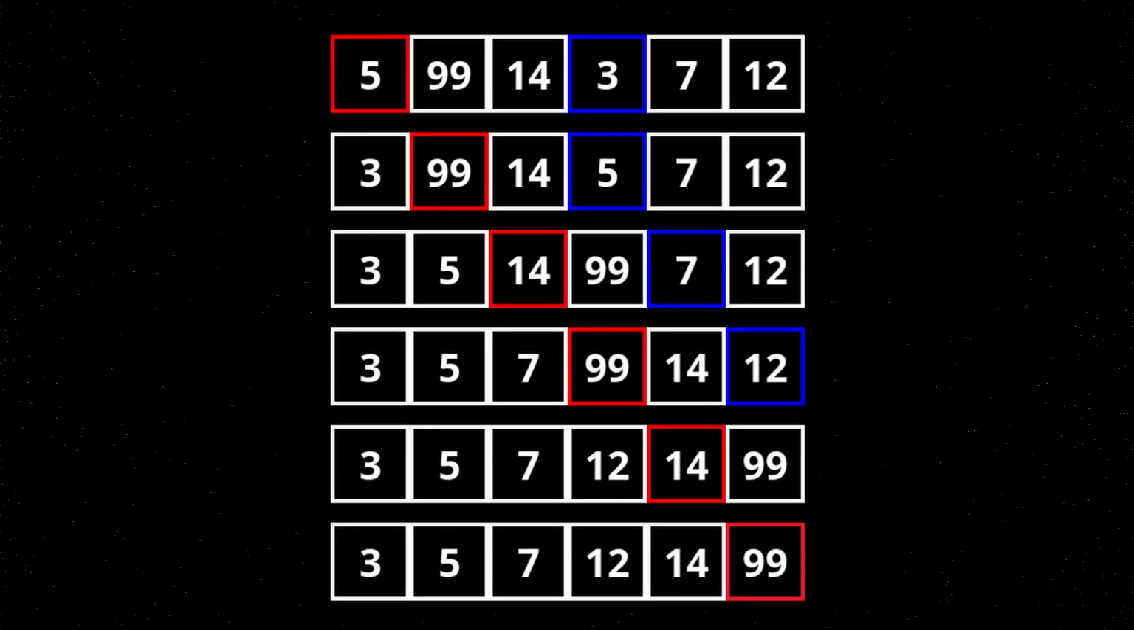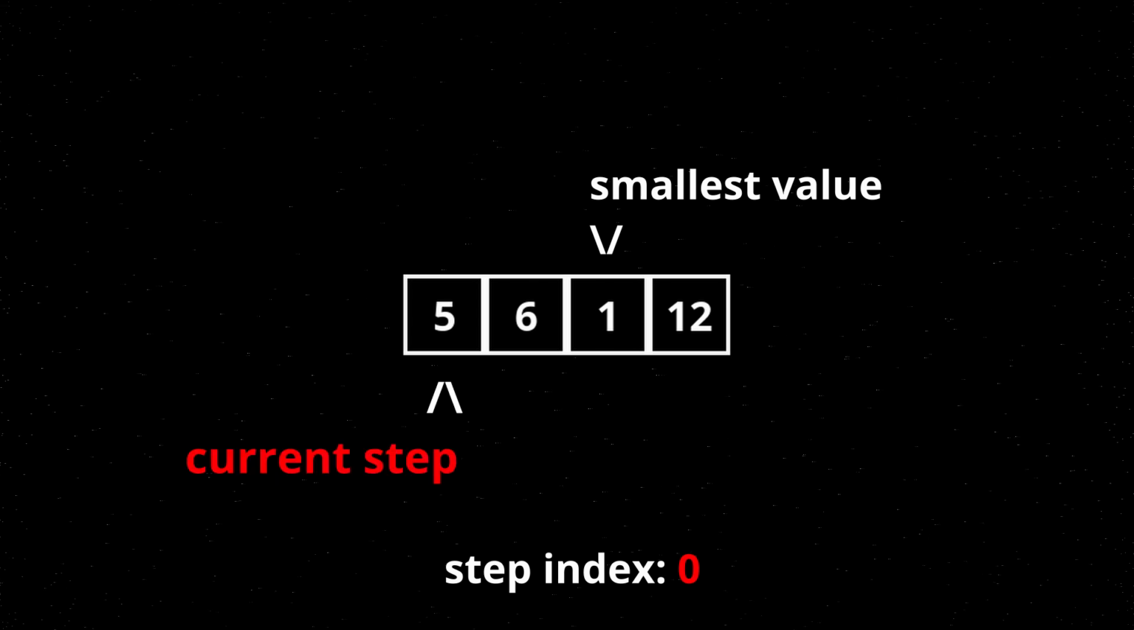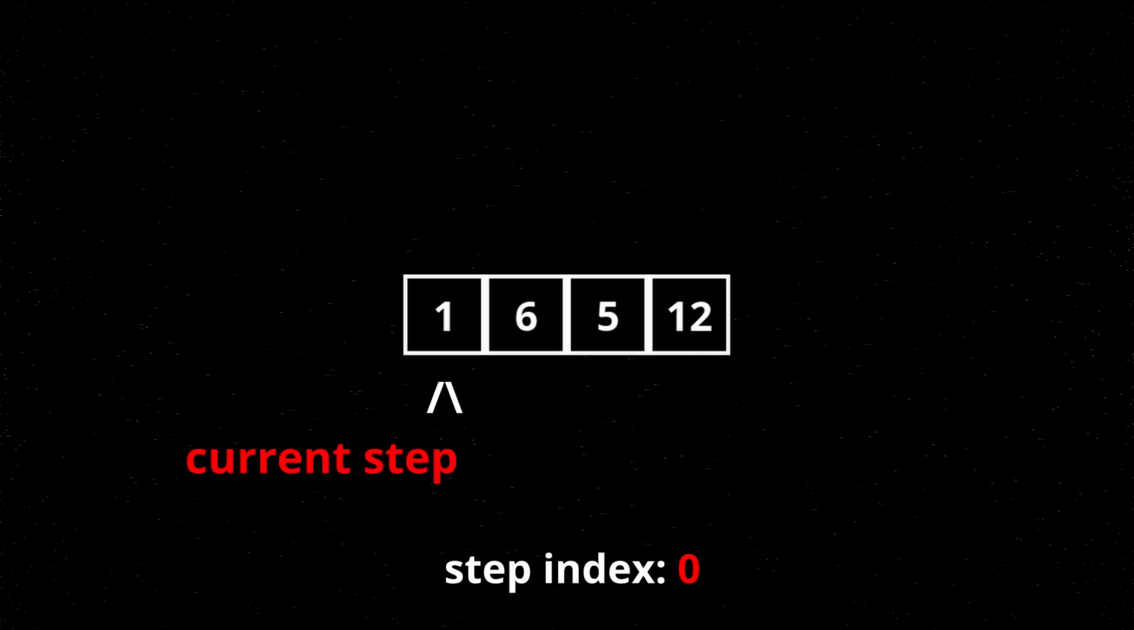Anyways, let's work out an example so you can see how it works. Let's start with an array of 5, 6, 1, and 12. We look for the lowest value, which in this case is 1. We find this by iterating over all the values and keeping track of the smallest value. After we found the smallest value, we swap it with the first value, which in our case is 5. After the swap, the resulting array ends up being 1, 6, 5, 12.